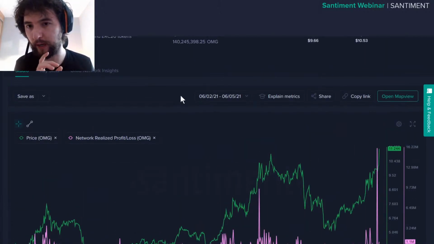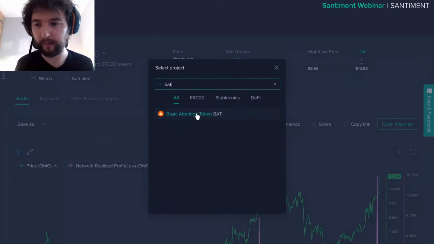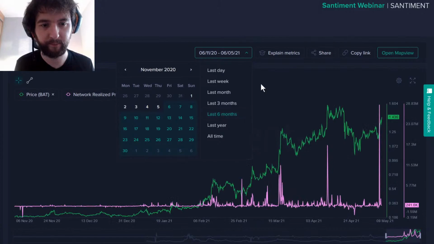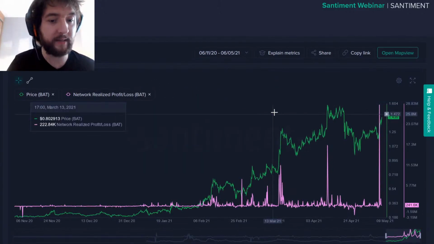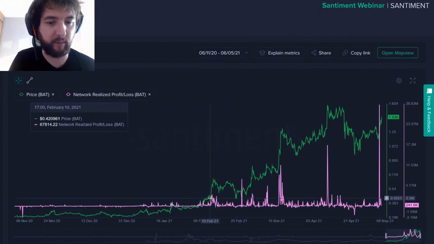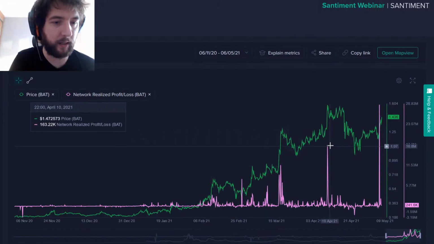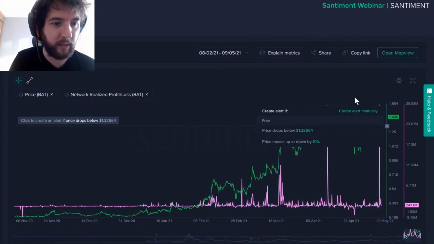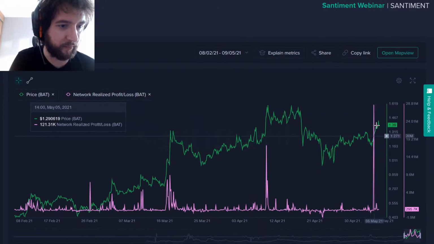I also have a few other examples prepared. I think Basic Attention Token is one of them if we look at the last 6 months. For Basic Attention Token, we see a few good examples. We see it here, here, and here, all massive spikes in net profit loss coinciding with its price rally. This one, I probably would assume that it's not connected to any elevated sell side pressure, because as you can see, it's just along the way.